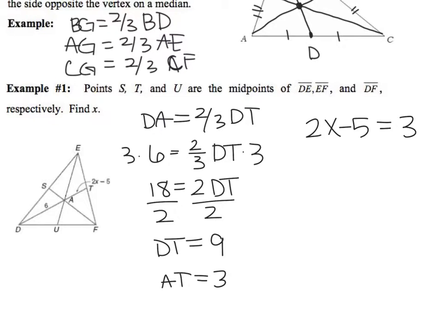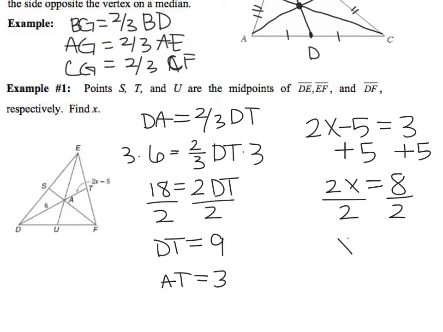So 2x minus 5 equals 3. I can now use this to solve for x, so we are going to add 5 to both sides. So we get 2x equals 8. Divide both sides by 2, and we get that x equals 4. So we used our centroid theorem to help us solve for the length of our median, which in turn helped us solve for x.